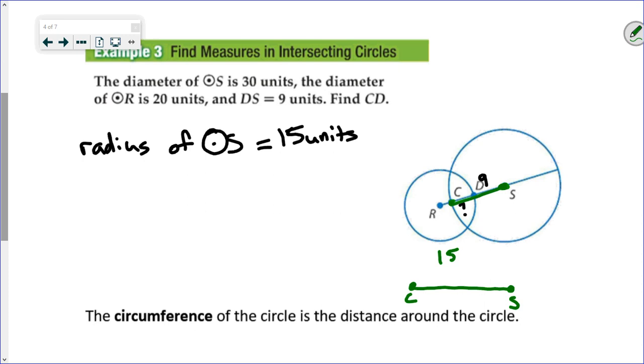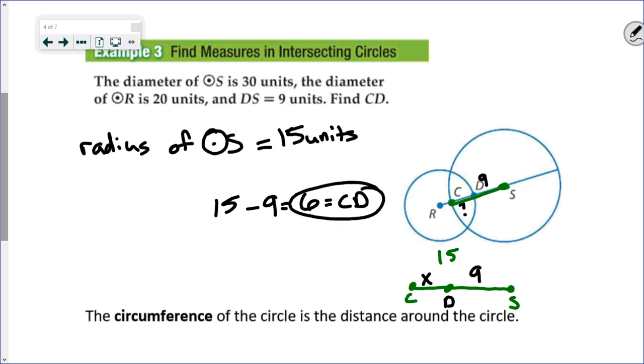On segment CS, we have point B, and we know that DS is 9, given in the problem. So could we find CB just using a little bit of addition, subtraction? Certainly. 15, the whole radius, minus the segment DS would be equal to CB. So 15 minus 9, which is 6, would be equal to CB.